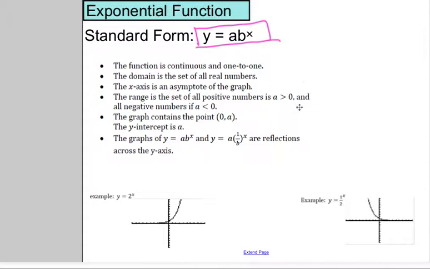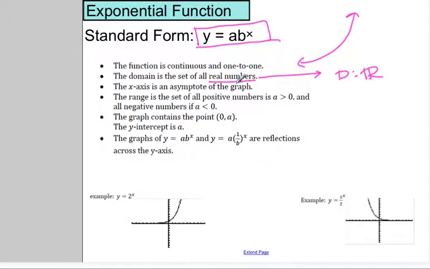To be continuous means you don't pick up your pencil as you draw it. So here's an example of an exponential function. And one-to-one means for every x, there's only one y, and for every y, there's only one x. The domain is the set of all real numbers. Whenever I ask you for the domain of an exponential, every single time, you're going to tell me it's all real numbers.